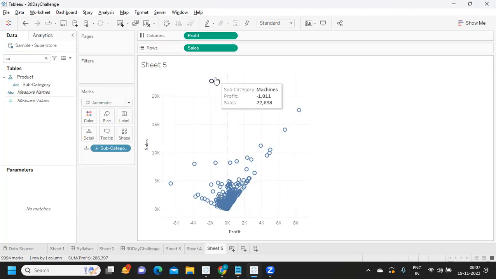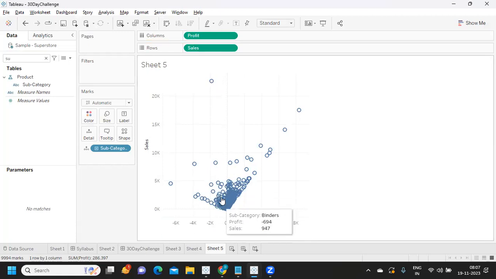Even though in this product under machines there was a very big sale of 22,000, we had a loss of minus 1,800. So why did we sell at such a loss? That is one different product. The majority, if you observe, lie between minus 2k and plus 2k.